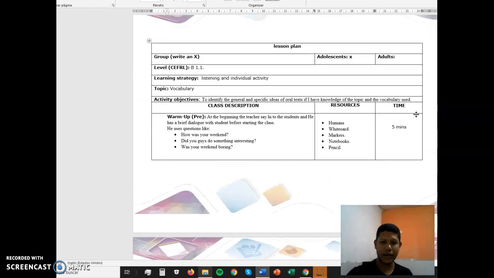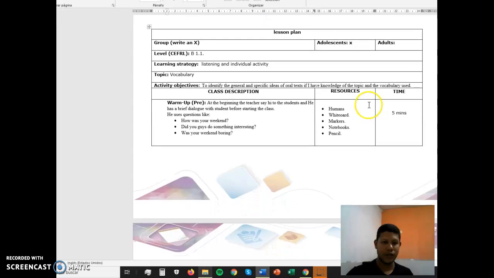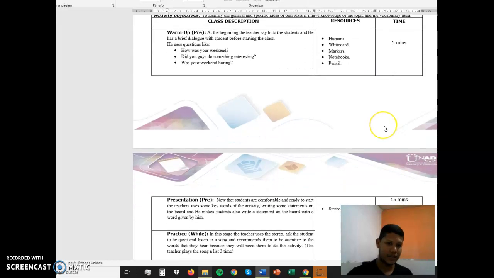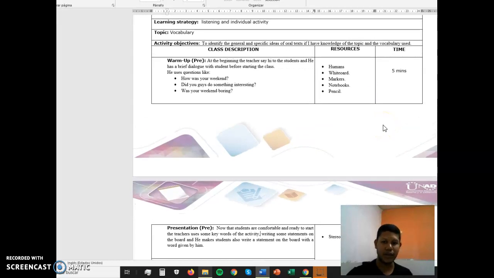So now we will talk about the lesson plan for adolescents with the English level B1.1, the learning strategy listening, and individual activity. The topic we will work on is vocabulary. So the objective is to identify general and specific ideas of an oral text if I have knowledge of the topic and the vocabulary used in the text.